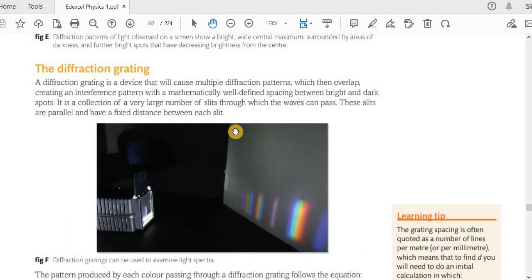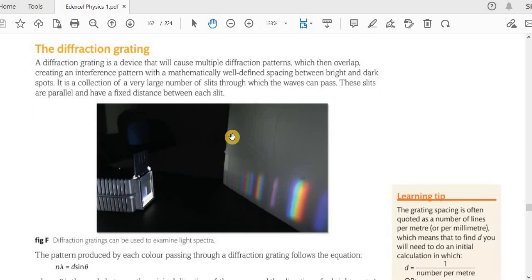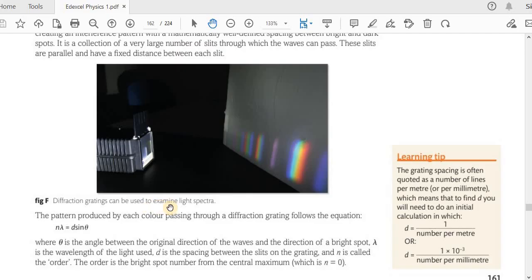Alright, diffraction grating. A diffraction grating is a device that will cause multiple diffraction patterns which then overlap, creating an interference pattern with a mathematically well-defined spacing between bright and dark spots. It is a collection of a very large number of slits through which the waves can pass. These slits are parallel and have a fixed distance between each slit. Diffraction grating can be used to examine line spectra.